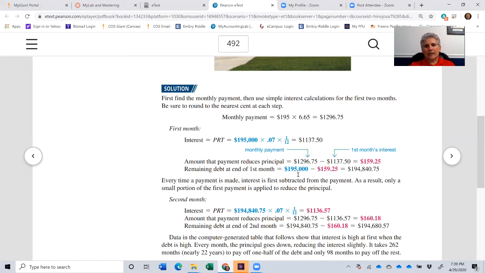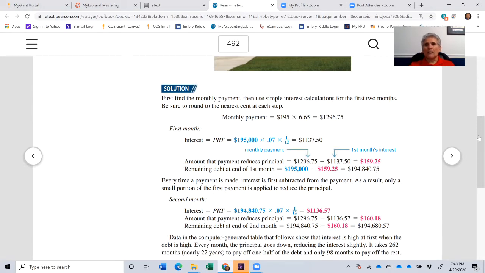But let's go ahead and figure that out. So $1,296.75, we're going to subtract $1,137.50. That's interest. What's going to be applied to the actual principal will be $159.25. So we're going to take the balance at the beginning of the period of $195,000 and subtract $159.25, and after we make that first payment, we only owe $194,480.75. So just noting that a good portion of that payment went towards interest.